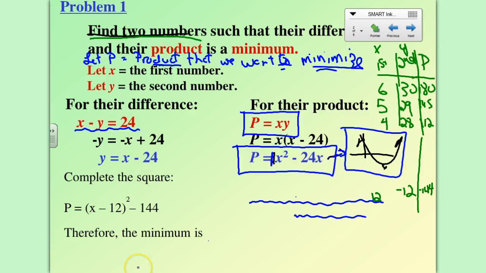So what do we know about this? If you were to graph this parabola, now that you've completed the square, I just want you to draw a quick sketch so we know what we're talking about. Where's the vertex? The vertex is at 12 and minus 144. So it's a happy parabola with the vertex at 12 and minus 144. Cool. There's mom, right? What's the answer to the question?